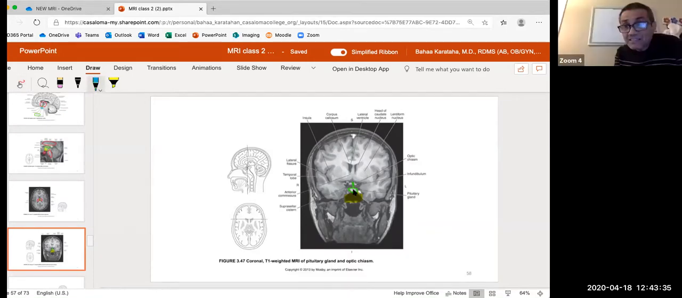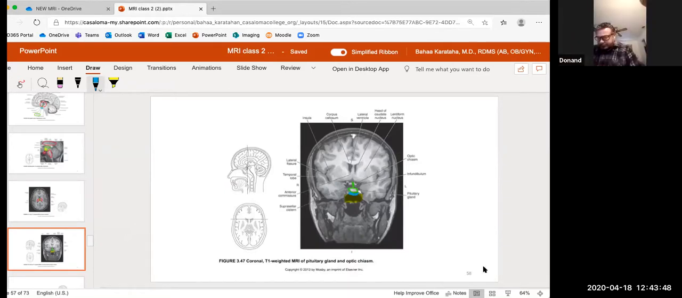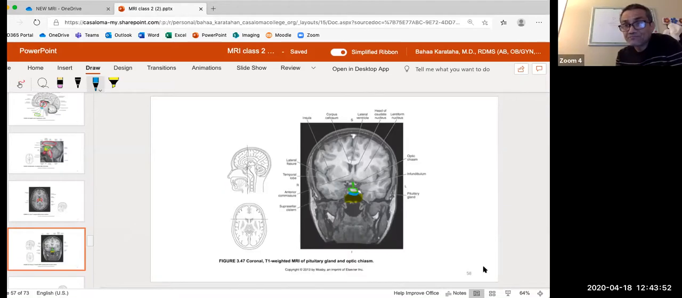If I said this is the pituitary gland, that means the blue is supposed to be which bone, Mr. James? Which bone is the blue? Sella turcica. And if the blue is the sella turcica, this area is what?